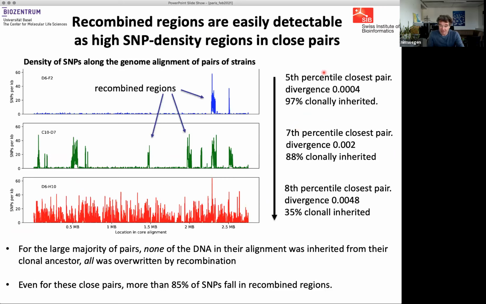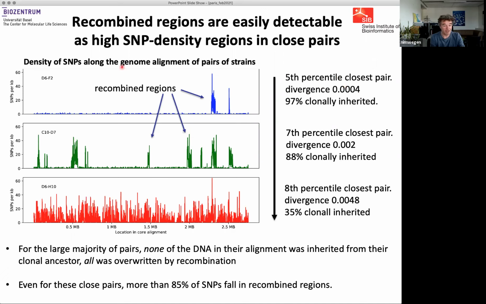So I want to tell you a little bit about some of the methods that we decided to use to do this. One method that we looked at is to look at pairs of strains. And what we noticed, and I want to say this has been noticed before, there's a nice paper by Dixit and Maslov that has looked at very similar patterns, is that if you take an alignment of 2 very closely related strains, this pair being the 5th percentile closest pair of all the pairs in our data, their divergence is 4 times 10 to the minus 4.